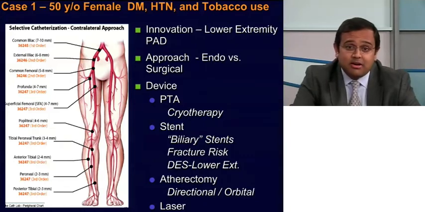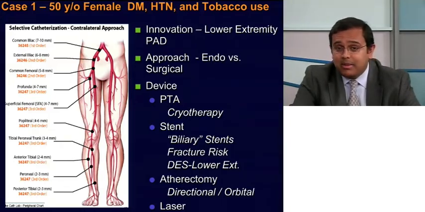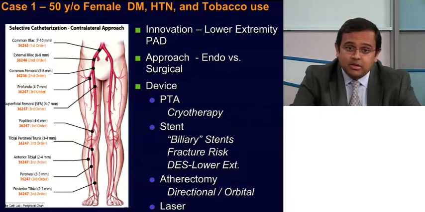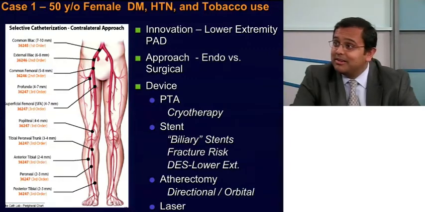Balloon, I just have cryotherapy on here, but paclitaxel and other coated balloons are in Europe and probably coming to the United States soon. Most of the stents in the periphery are biliary stents, but they're now being approved by the FDA for endovascular intervention.